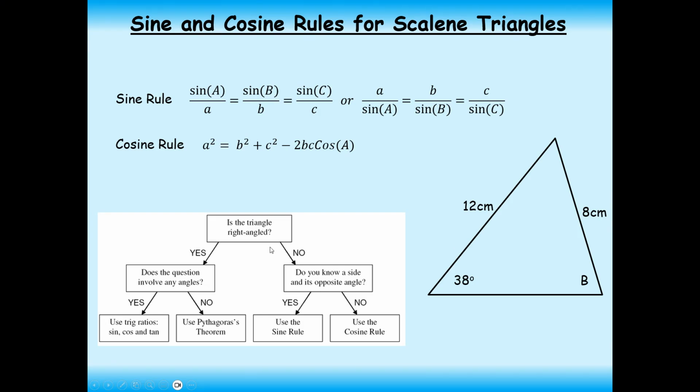If it's a right angle triangle, then you wouldn't even use the sine rule or any of these rules above. You just go for straightforward Pythagoras or the trig ratios that we learned right at the beginning of this topic, which you should have learned in GCSE, IGCSE. If it's not a right angle triangle, it's a scalene triangle, you ask yourself, do we know a side and its opposite angle? In this case, we know the angle here is 38 and its opposite side is 8. So the answer is yes, and we're going to go for the sine rule.